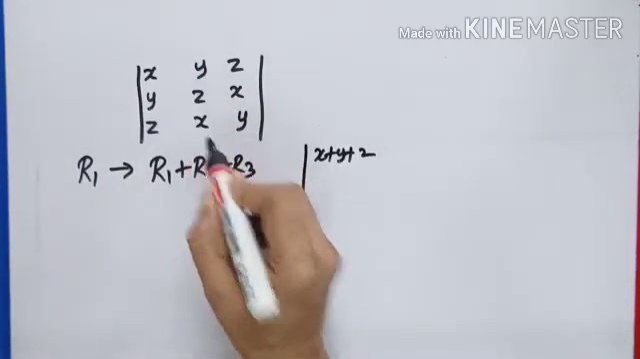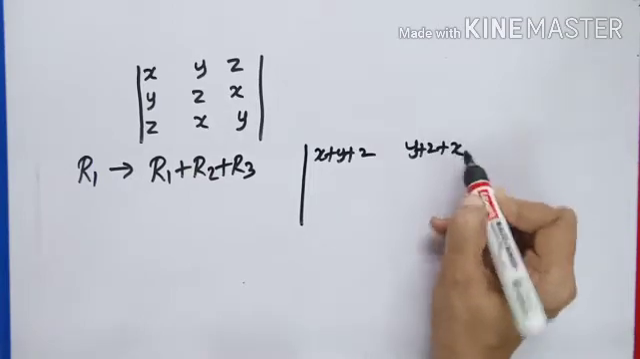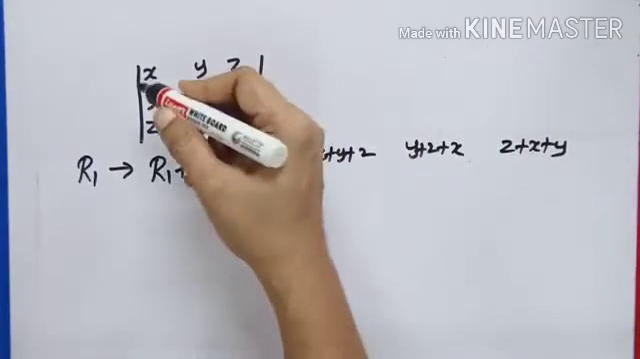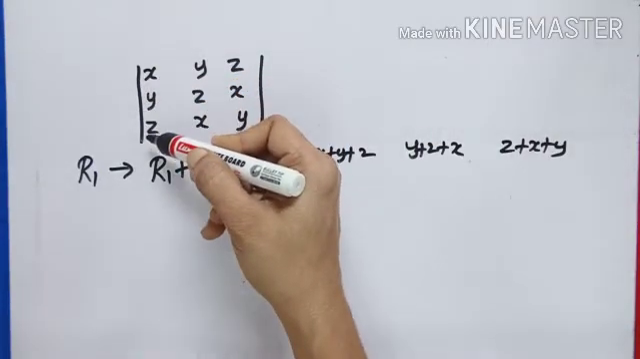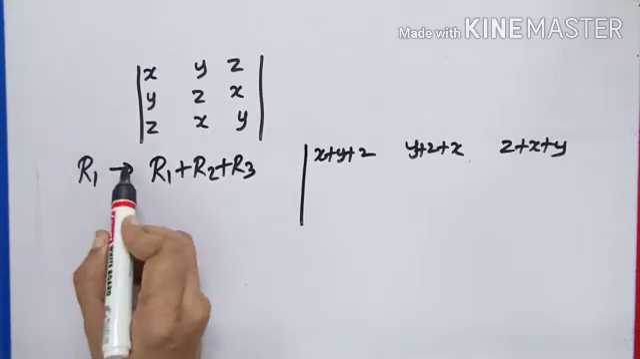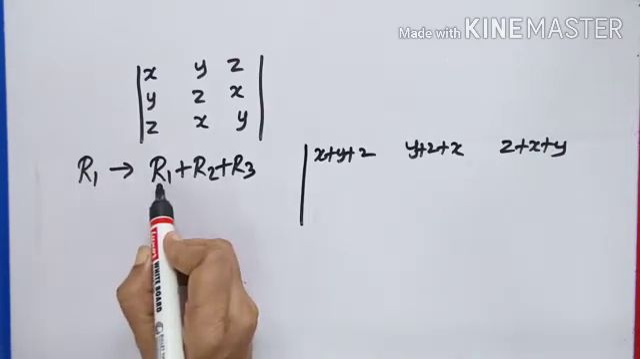Y plus Z plus X. Z plus X plus Y. So what have I done? Adding first row, second row, third row, and I am putting it in R1. So R1 becomes, when I write, it should start with R1.